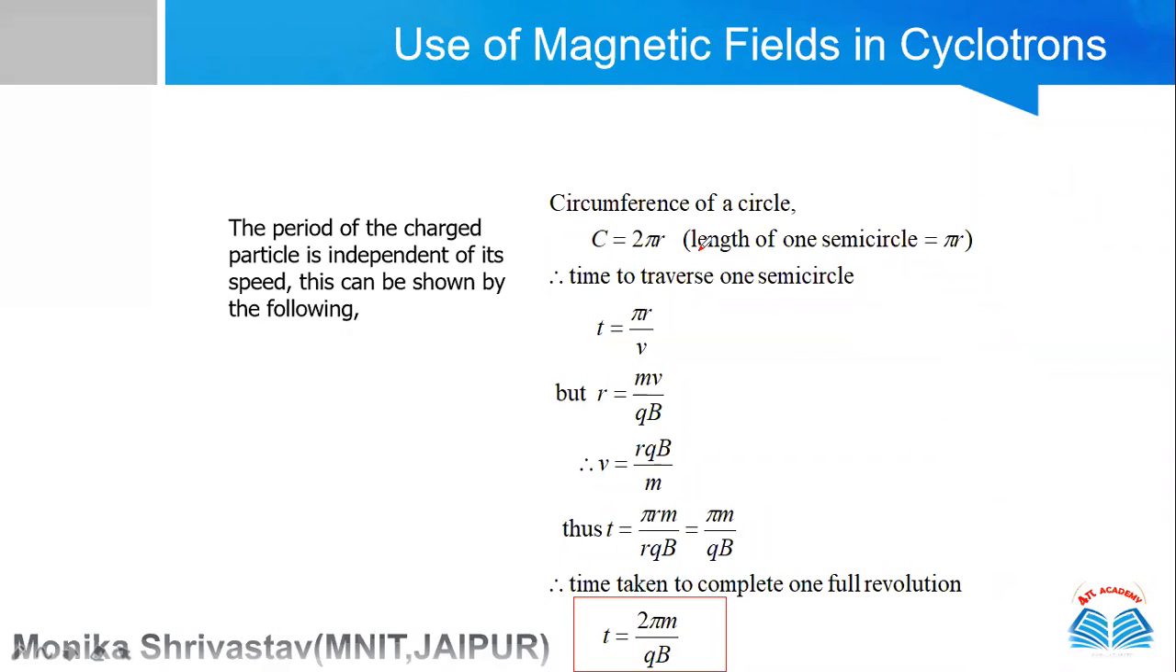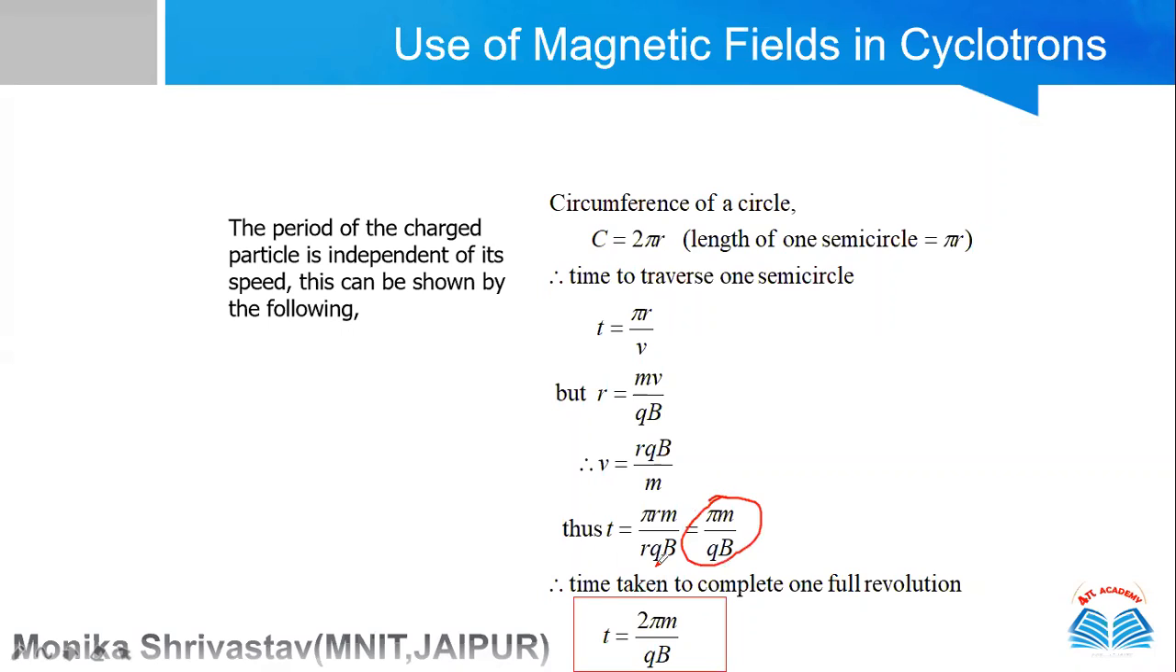Now the circumference of the circle, we can use C equals 2πr, where r is the radius of the circle. The time to traverse one semicircle is πr over v. We know the value of r, so we just put the value in and get the time. So this is the time taken to complete half a circle, meaning to move in a D.